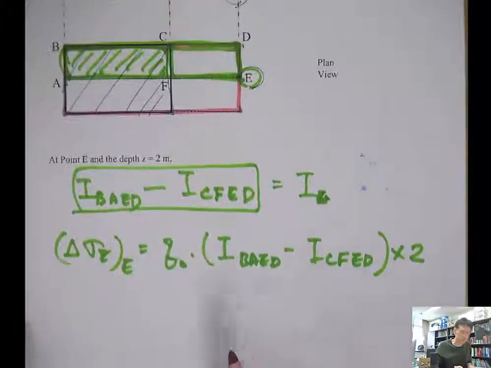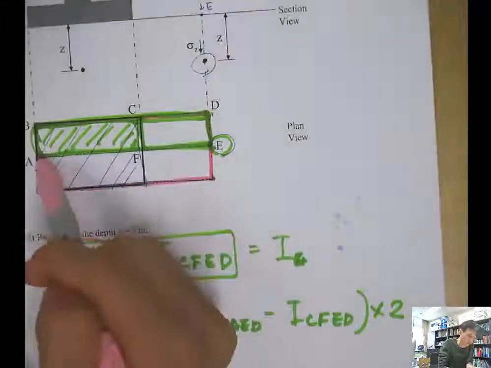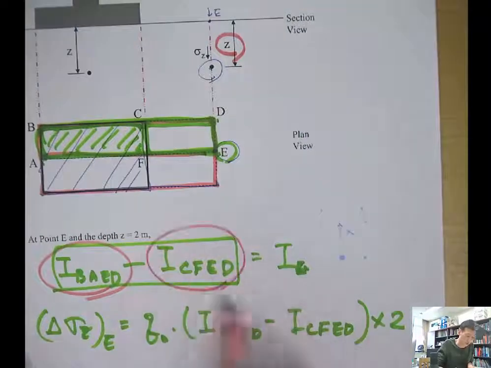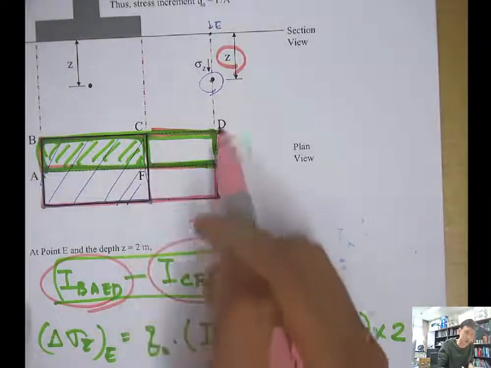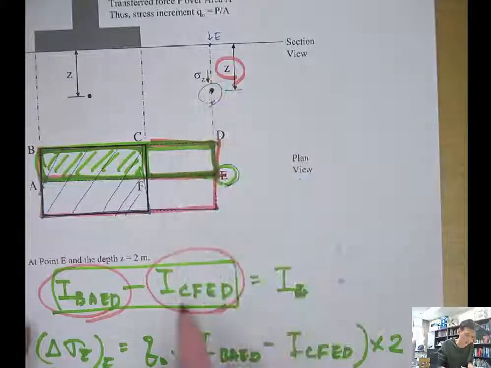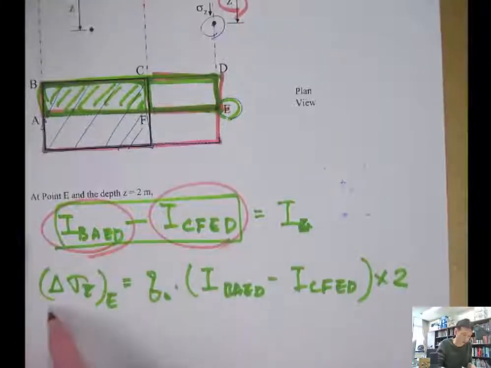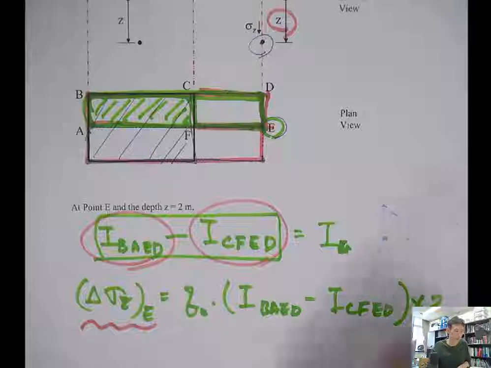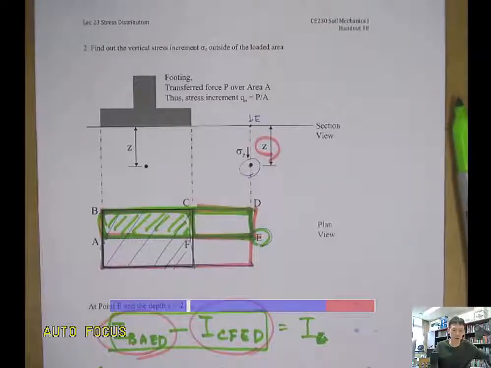Okay, so then using the Newmark solution, you can get this one, right? Because you know the x and y, and the z is given. And for the CFED also, you know the geometry, x and y and the z. So then you can get the influence factor I, and then you can compute the stress increment outside the loaded area. Right? Okay. That's all for this lecture 23. Thank you.